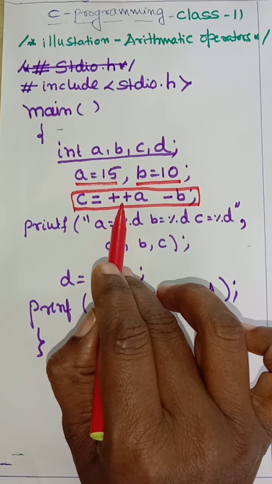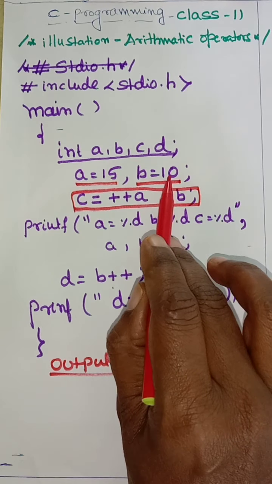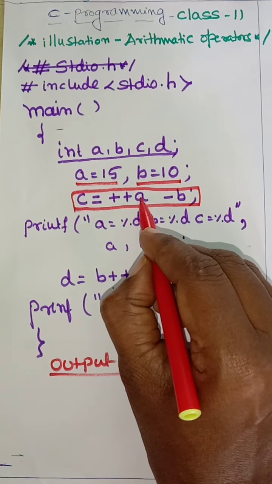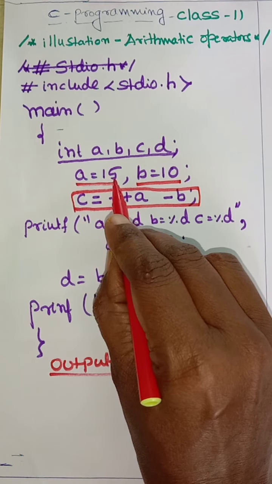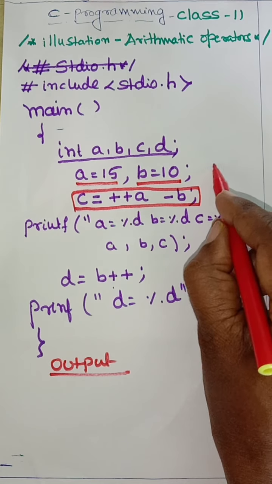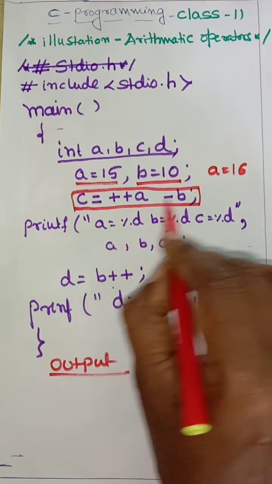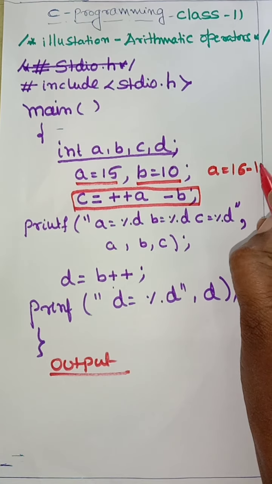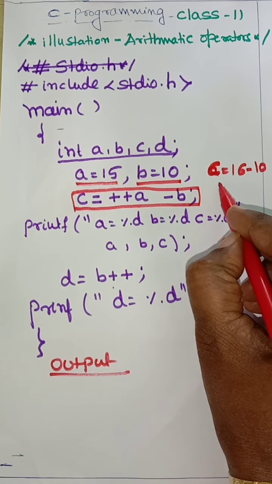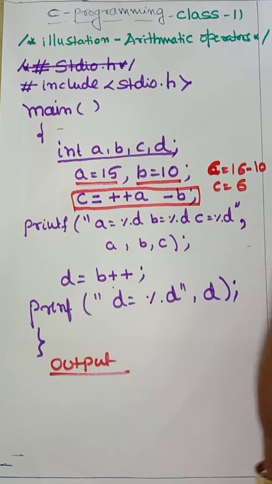Now our a value is equal to 16 minus b, which is 10. Okay, here I will write what a is. a is equal to 15. 15 plus 1, that is now your a value is equal to 16, minus b, which is 10. Okay, that means now your c value is equal to how much? 16 minus 10 is 6.